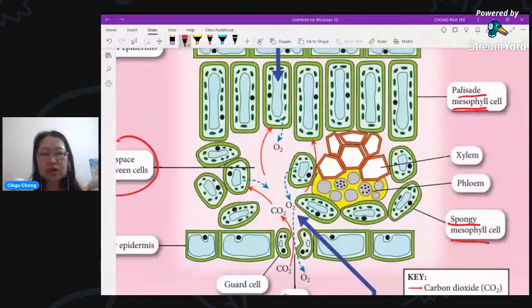Then you have xylem and phloem here to transport water, and also to take the food, the glucose that is already made in the cell. So this is to transport things away and transport water to the leaf cells. And then lastly, at the bottom of the layer, you have the lower epidermis.